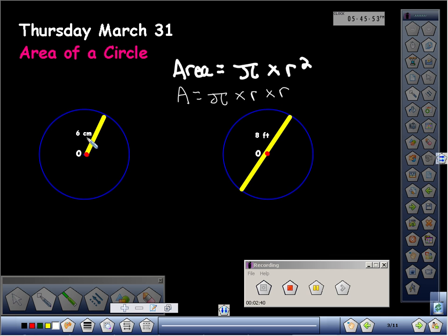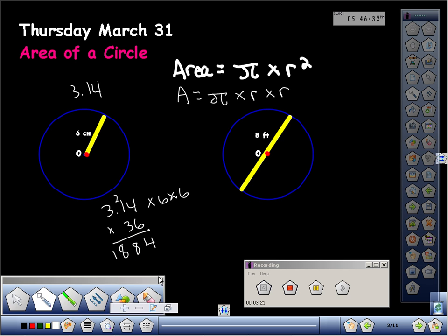So let's look at this first one and practice that formula a little bit. We've got 6 centimeters as the radius. That means we plug that formula in. For our purposes right here, we're going to call pi 3.14. So we're going to say 3.14 times 6 times 6. 6 times 6 is 36. So we're going to go 3.14 times 36. 6 times 4 is 24. Carry your 2. 6, 7, 8. 6 times 3 is 18.